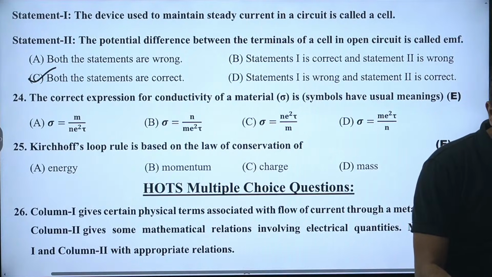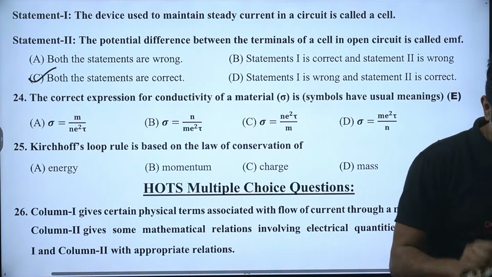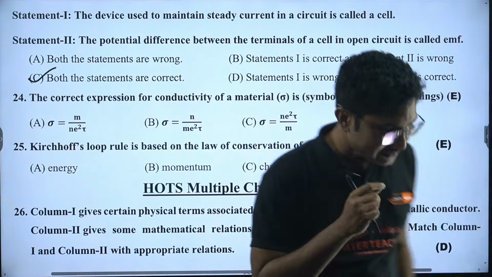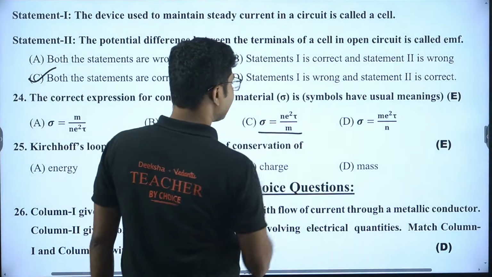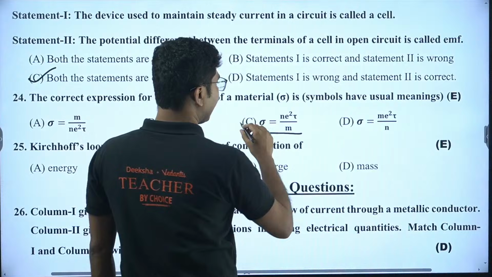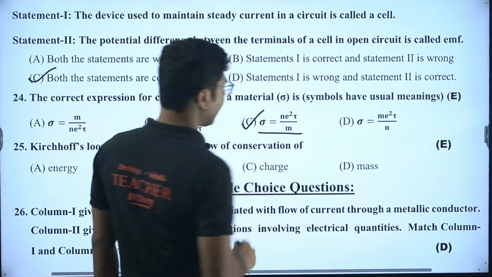Mayuri is now saying explain again 23. Okay, 1 minute, Mayuri. Let me answer 24 first. This is a common derivation where we see that sigma equals n e squared tau by m. So the correct answer is C.